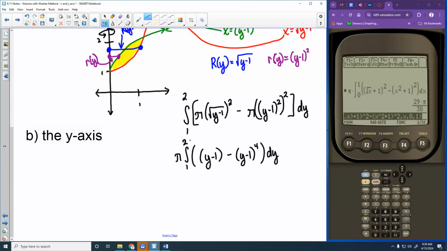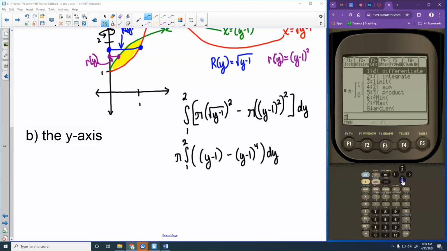Okay here? All right. At this point, again, we're just going to use our calculators for this. It can be done by hand, but it's going to be extensive, and I don't think they're going to ask you to do that on this. So, pi, or you can leave the pi off and just throw it in there on the end. You should have pi in your answers for these. And we're going to do integral of y minus 1 minus y minus 1 to the 4th, comma, y, comma, 1, comma, 2.